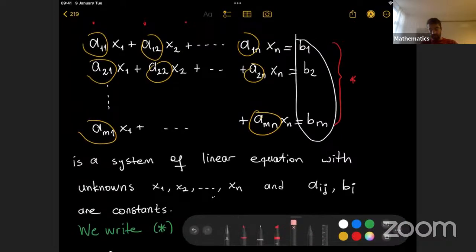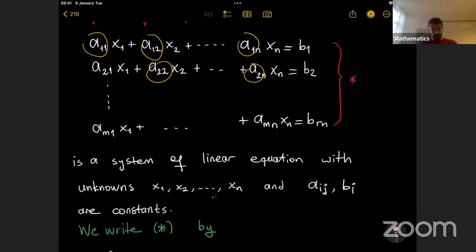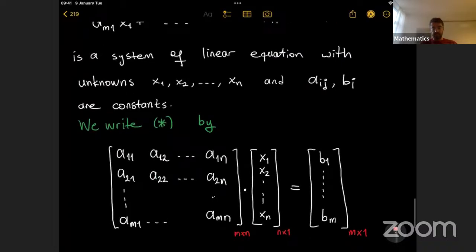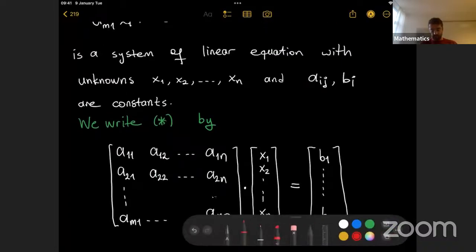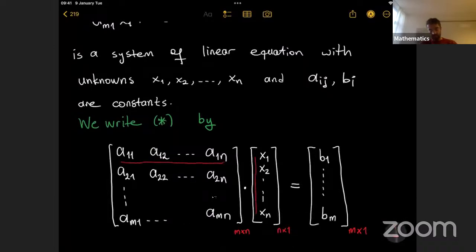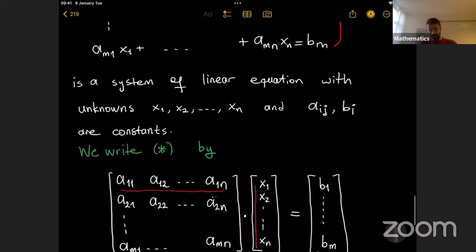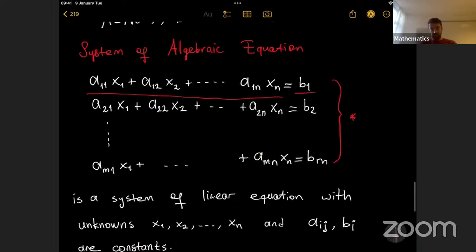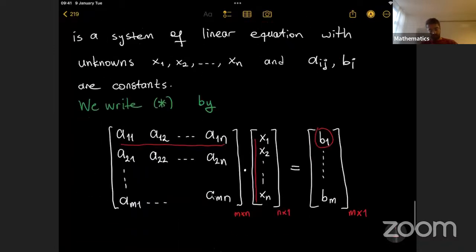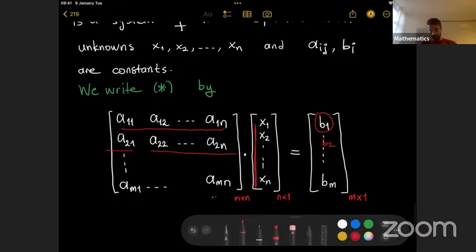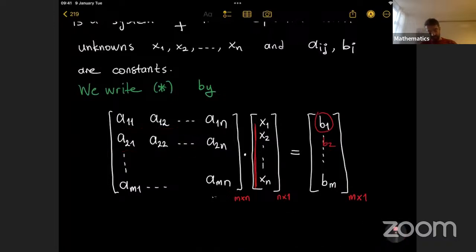So instead of star, we will use this matrix representation. You can see they are the same, because when you multiply these two matrices, you take this row and this column, and it gives this one, which is equal to B1 here. For the second equation, it follows from this row and this column. You multiply these two vectors and you have B2 somewhere here and so on, okay? Question, comment?